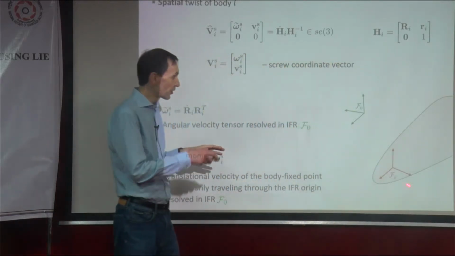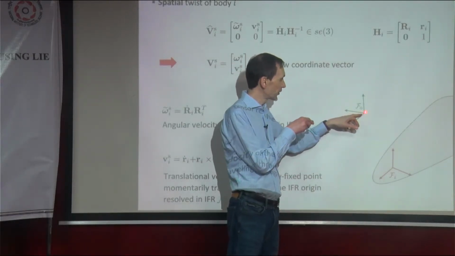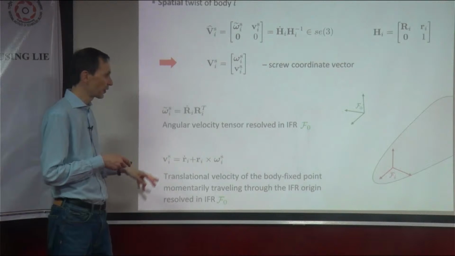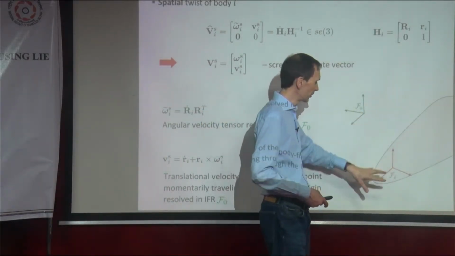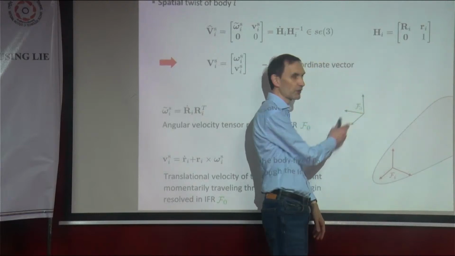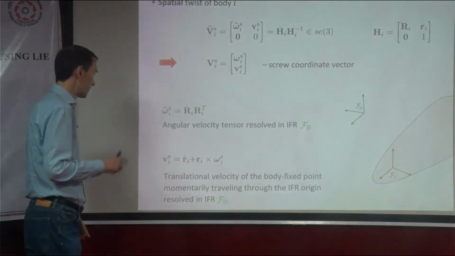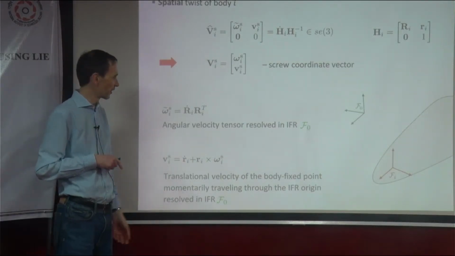But the body is also translating, not only rotating. That's why you have the change of the vector r. This is r dot. And this together gives you the velocity. And this is the velocity of this point, actually. I mean, of the point in the body that is momentarily coinciding with this point. It's a funny thing, but it has its benefits. And that's why people use it in mechanism theory.